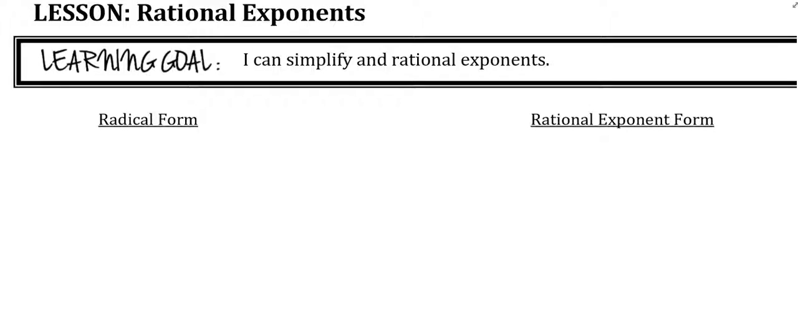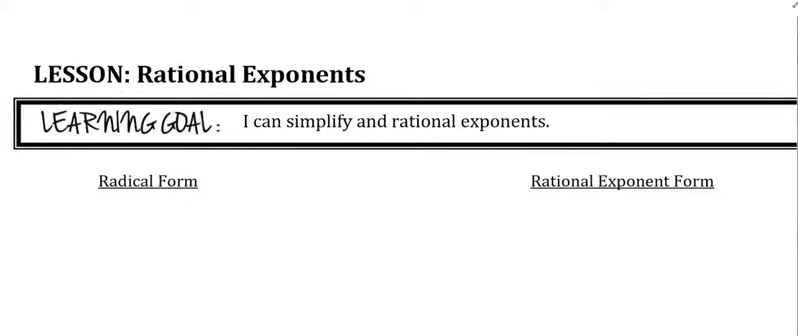We've looked at what exponents are, just like 5 to the 3. We've looked at what an exponent of 0 does. We've looked at what negative exponents do. So today we're looking at rational exponents. You know what a rational exponent means? It means like a fraction.